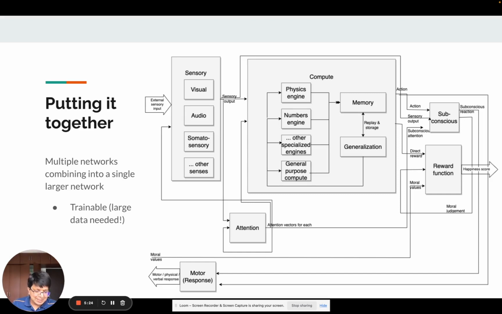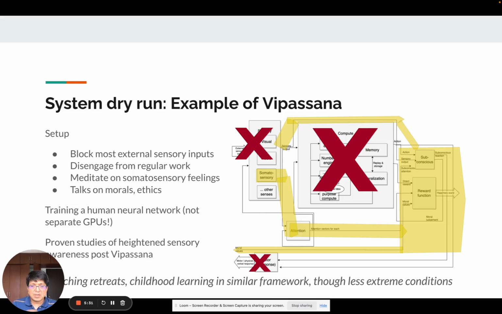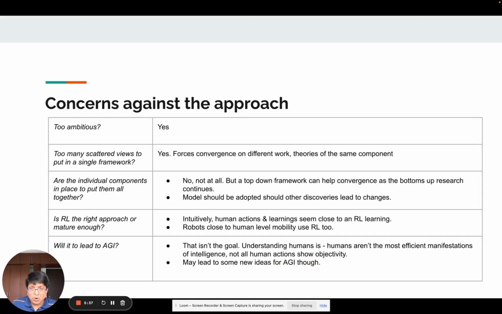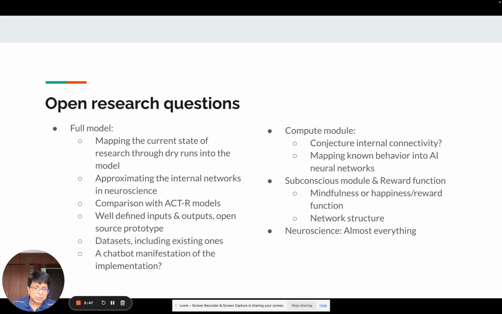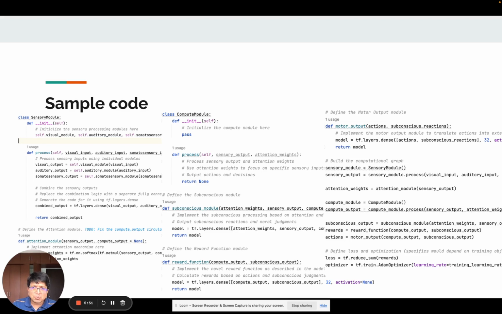Obviously, pieces are missing, and there could be multiple concerns. I would love to go into more detail around how the model stands against what we know about practices such as Vipassana, how you would train such a model, what the concerns could be from both neuroscience and machine learning perspectives, what the open research questions are, and there are quite a few, what we need to work on it, and how we even propose going about it. But I'll just pause here.